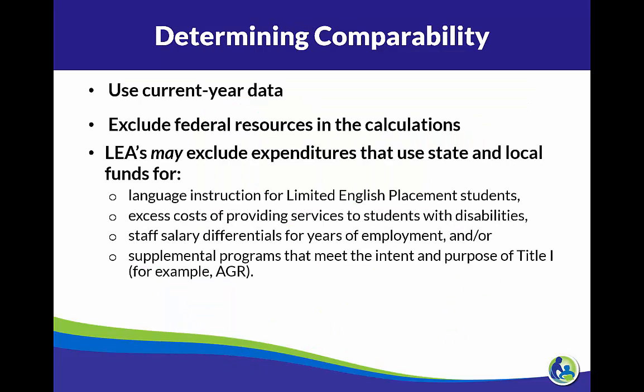So how does an LEA determine if it's comparable? LEAs must use current year data. LEAs should not include federal resources in the calculations. Finally, LEAs may exclude state and local funds expended on language instruction for limited English proficient students, excess cost for providing services to students with disabilities, staff salary differentials for years of employment, and supplemental programs that meet the intent and purpose of Title I. An example of this would be the Achievement Gap Reduction, or AGR, program. If a district chooses to exclude a type of expenditure, it should be consistent in doing so across schools.